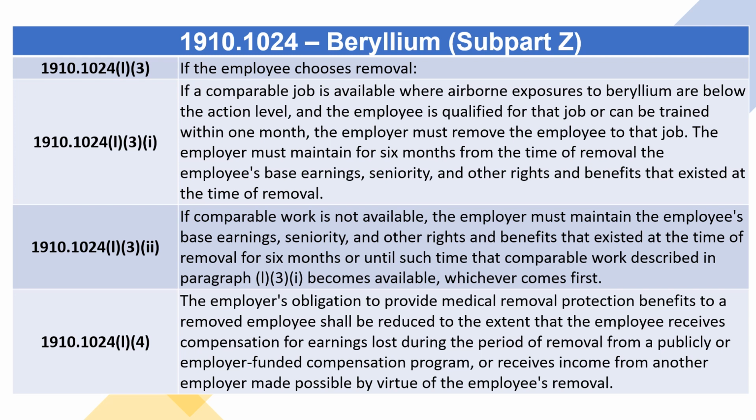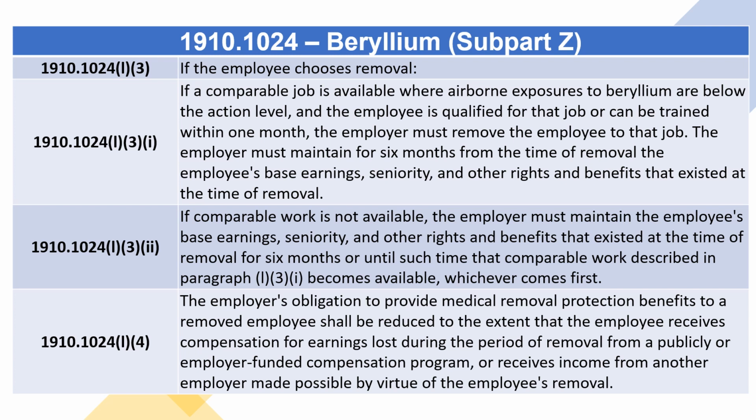1910.1024 L3 ii. If comparable work is not available, the employer must maintain the employee's base earnings, seniority, and other rights and benefits that existed at the time of removal for 6 months or until such time that comparable work described in paragraph L3 i becomes available, whichever comes first.